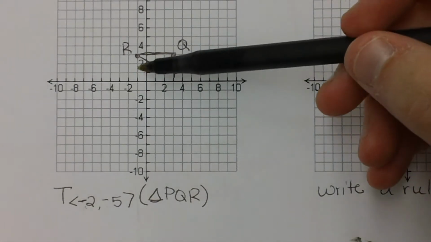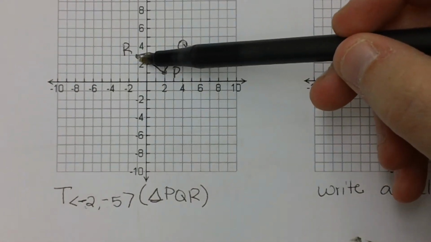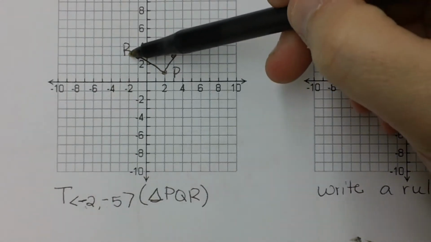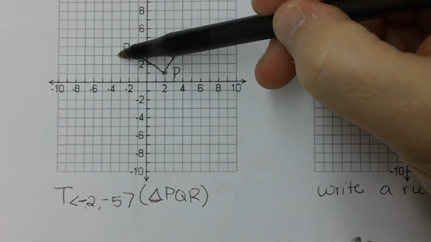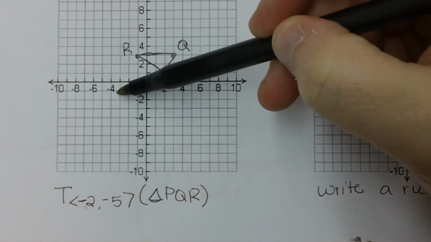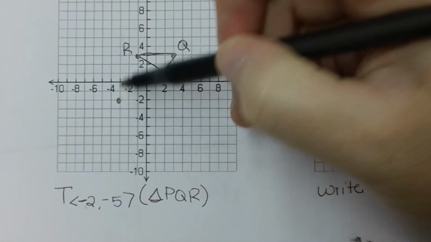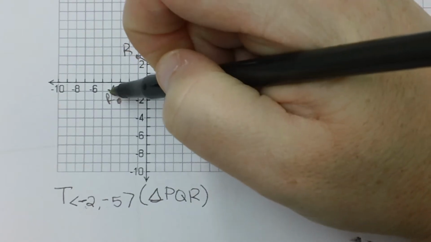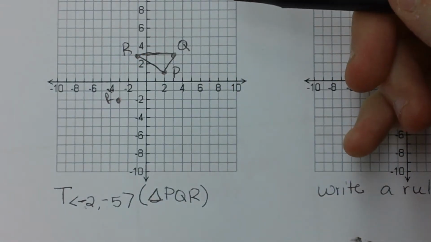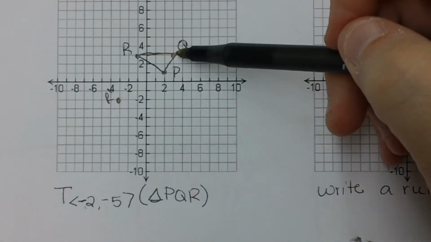If I go over here to R, from this point I'm going to go left 2, and then I'm going to go down 5. 1, 2, 3, 4, 5. I'm going to put a point right there, and label that R prime because that is my new image. Okay, I'm going to do the same thing for Q.